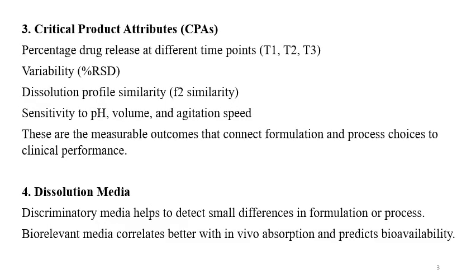Then critical product attributes. So this might be a new term for you. These are simple terms like critical material attributes, critical process parameters. So this one is the critical product attributes. What is the percentage drug release at different time points? Percent variability, dissolution profile similarity, F2 similarity, sensitivity to the pH, volume and agitation speed. These are the measurable outcomes that connect the formulation and process choices to the clinical performance. So critical product attributes are the dissolution requirement points.